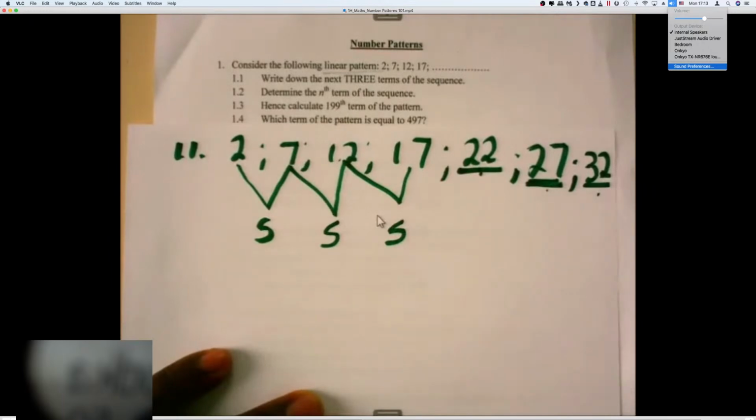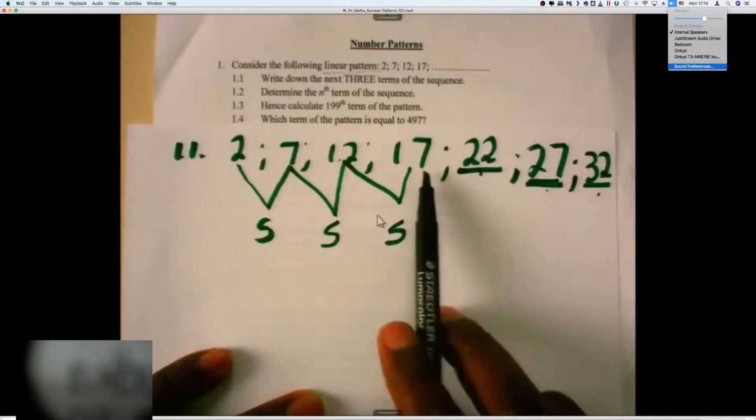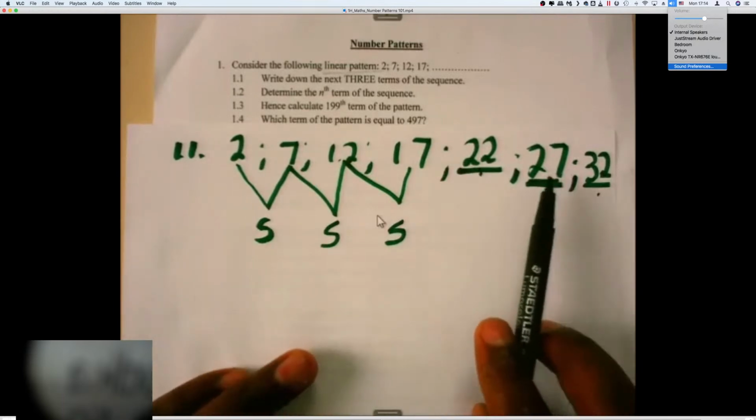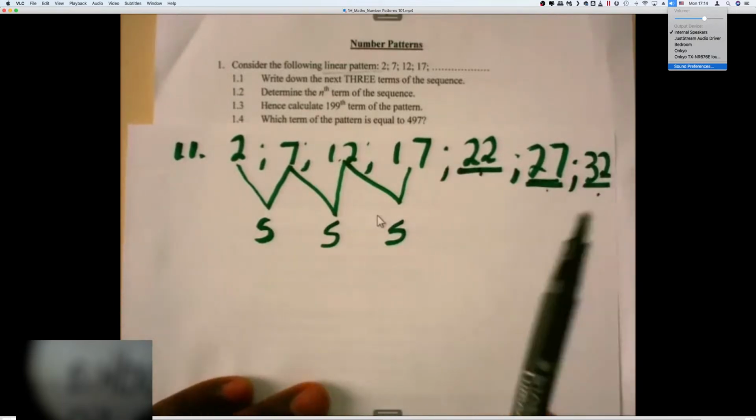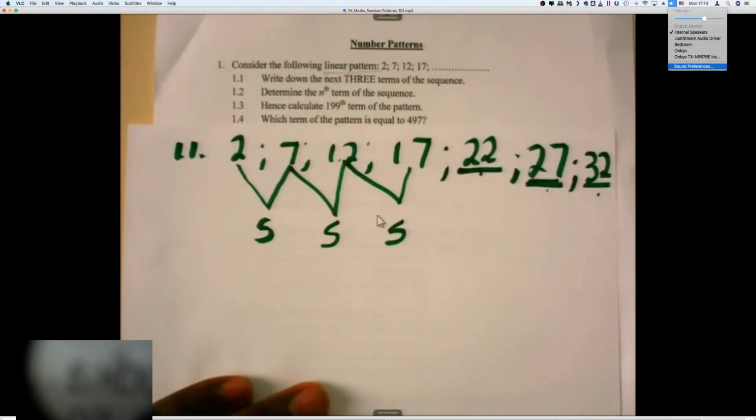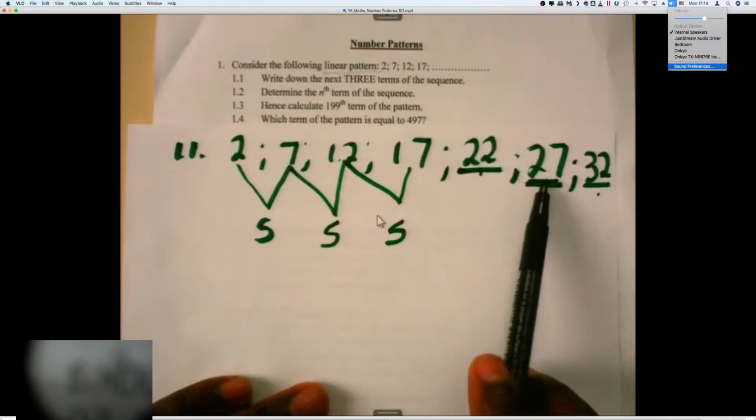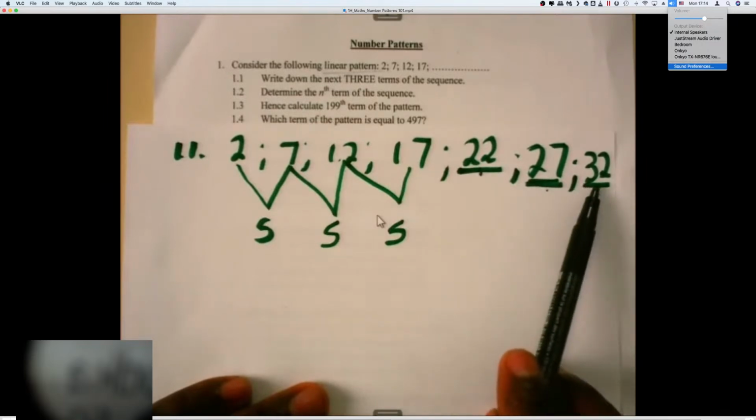I hope you got that one clear. The first question states, write down the next 3 terms of the sequence. Because it is a linear number pattern, the first difference is common. So in this case, the first difference is 5. So to determine the next term, you just add 5. 17 plus 5 gives us 22. 22 plus 5 gives us 27. 27 plus 5 gives us 32. So when answering 1.1, the next 3 terms of the sequence will be 22, 27, and 32.